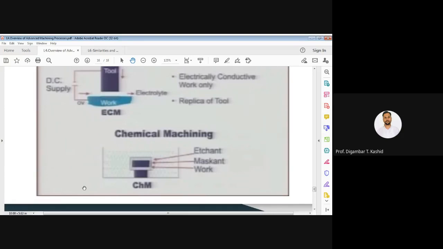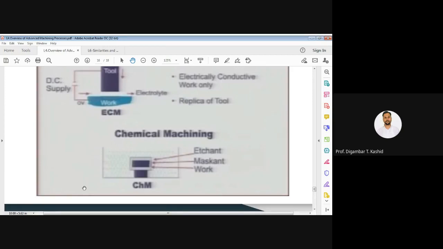Okay, got it. So up till now we have covered the mechanical energy based processes, that is water jet machining, abrasive water jet machining, then ultrasonic machining. Then we went to electric discharge machining, then laser beam machining, electron beam machining, plasma arc machining, ion beam machining. And today we have seen ECM, that is electrochemical machining, and chemical machining.